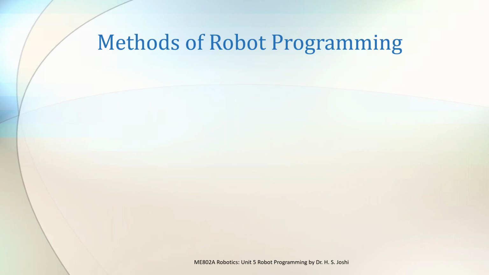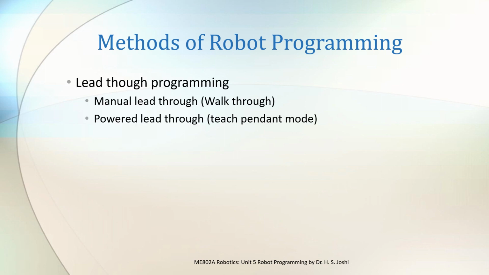Now we'll move to the next part, that is methods of robot programming. As we discussed at the beginning, there are basically two main methods of robot programming. The first one is called lead-through programming, and the other is called textual programming languages. As the name indicates, lead-through programming is not using textual programming languages. There are mainly two types of lead-through programming. One is manual lead-through programming, and the other is called powered lead-through programming. Manual lead-through programming is also called walk-through programming, and powered lead-through programming is typically called teach pendant mode of programming.